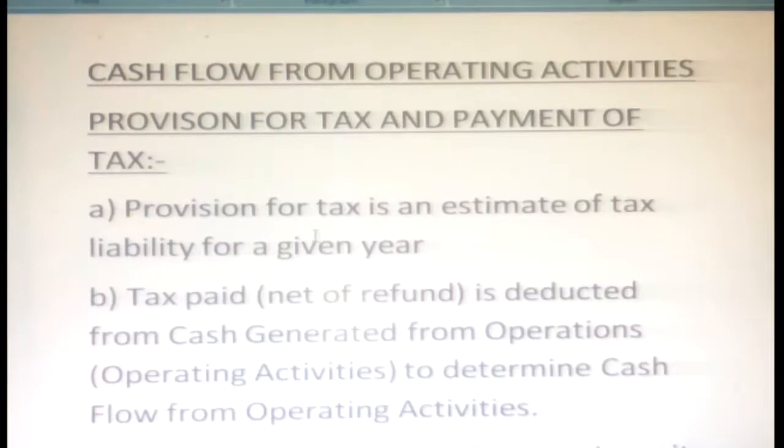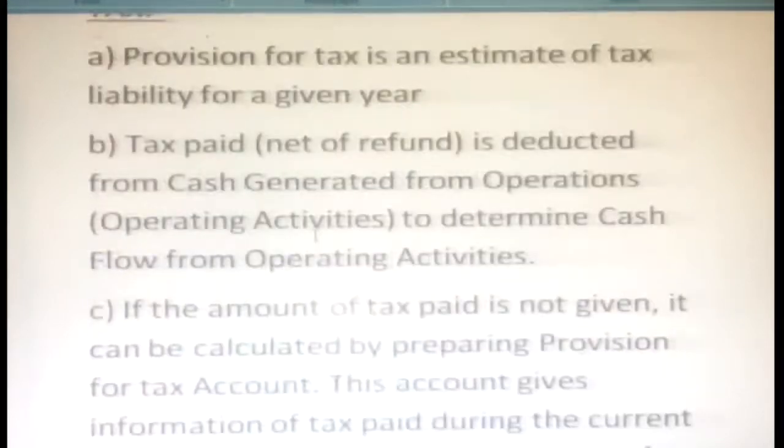Tax paid, net of refund, is deducted from cash generated from operations, or operating activities, to determine cash flow from operating activities. If the amount of tax paid is not given, it can be calculated by preparing the provision for tax account. That's a very important discussion here. Suppose the amount of tax is not given, we're going to prepare the provision for taxation account.